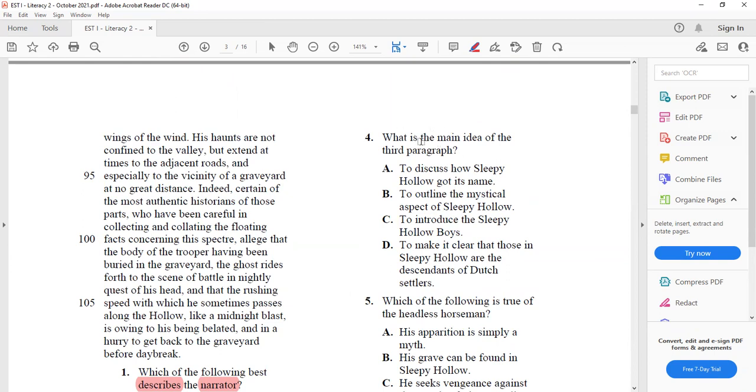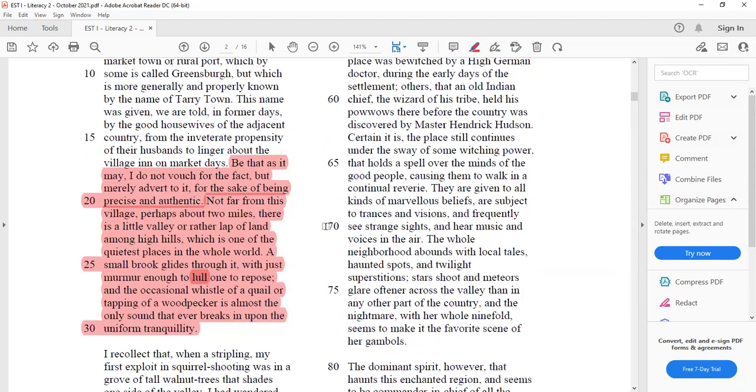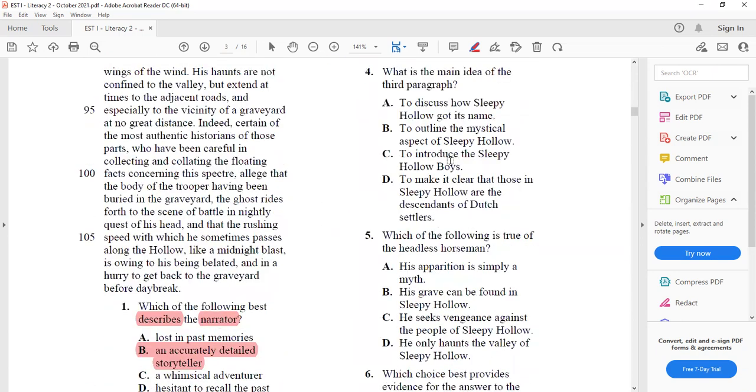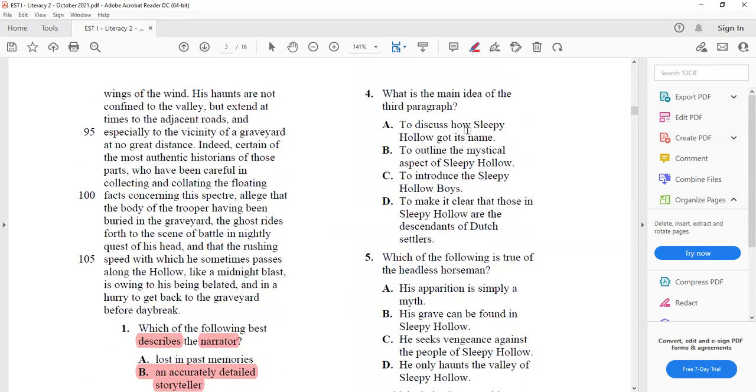This question or this skill, we call it little picture. That is the main purpose for a specific part. So what we're going to do now, teacher, you're going to read the third paragraph. And before reading the third paragraph, you must highlight the keywords here. The keywords must be nouns or adjectives. So here now: sleepy, hollow, name.